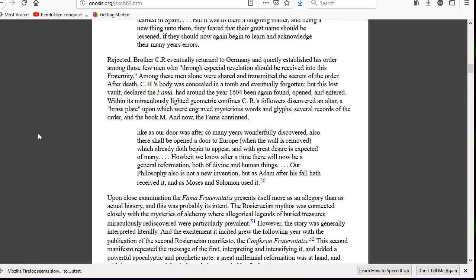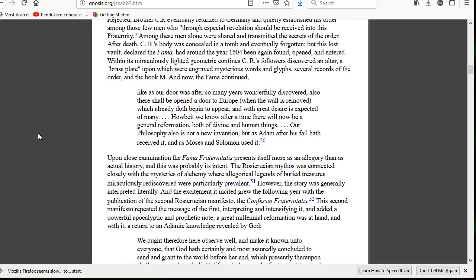It's so bizarre. Brother C.R. eventually returned to Germany and quietly established his order among those few men who, quote, through a special revelation, should be received into this fraternity, unquote. Among these men alone were shared and transmitted the secrets of the order. After death, C.R.'s body was concealed in a tomb and eventually forgotten. But this lost vault, declared the Fama, had around the year 1604 been again found, opened, and entered with its miraculously lighted geometric confines. C.R.'s followers discovered an altar, a brass plate, upon which were engraved mysterious words and glyphs, several records of the order, and the Book M.